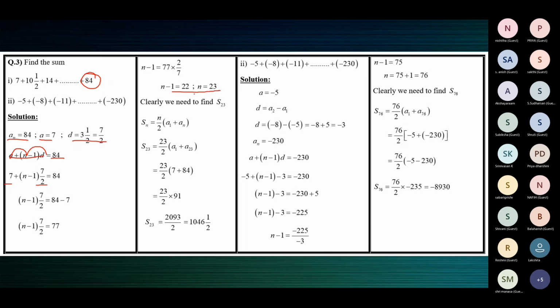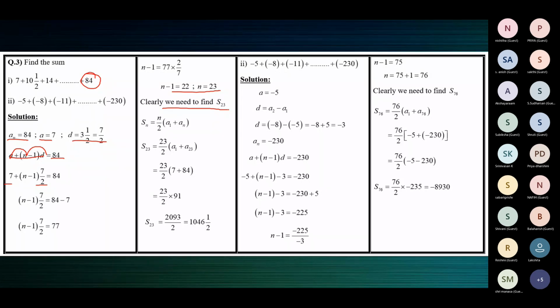So clearly, we need to find S23. Why S23? Because when you went up to 84 and asked its token number, it said its number is 23. It is in the 23rd position. That means there are 23 terms in this series. So you want to find S23.